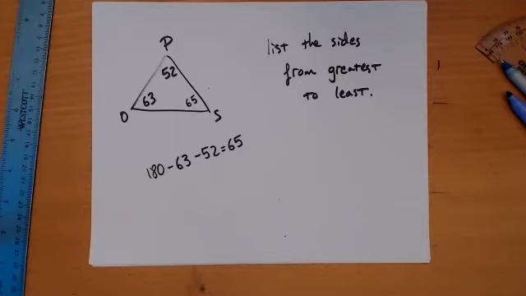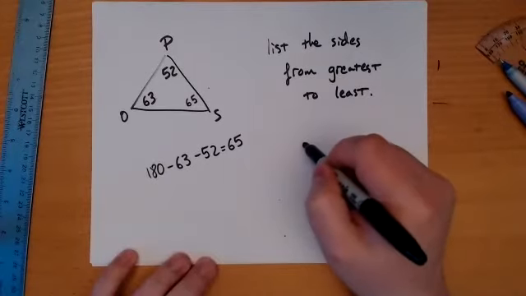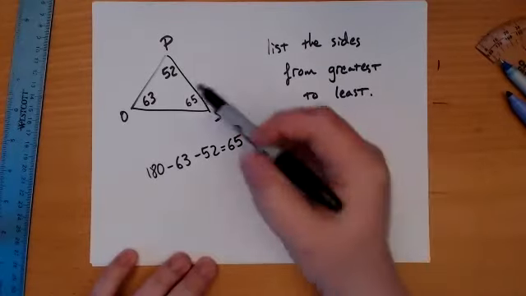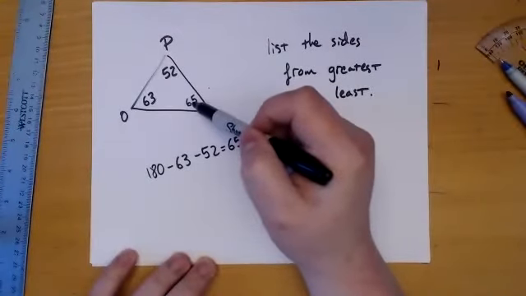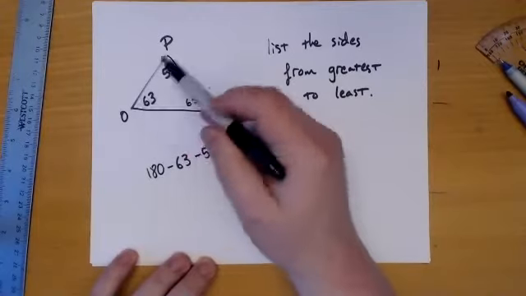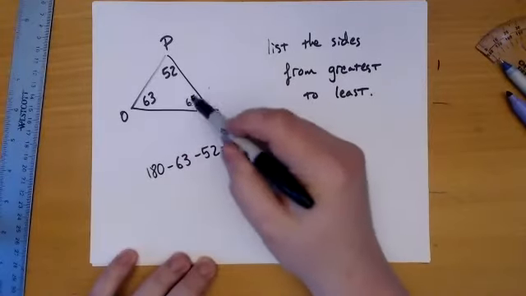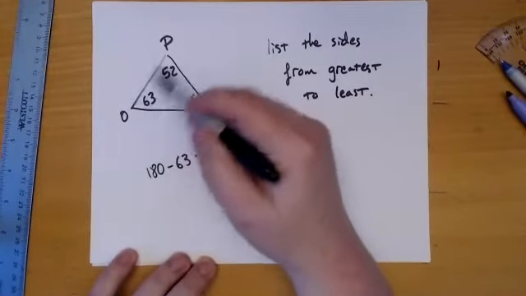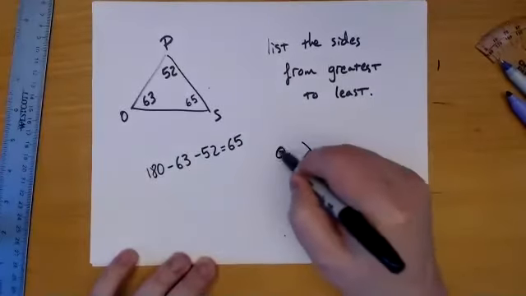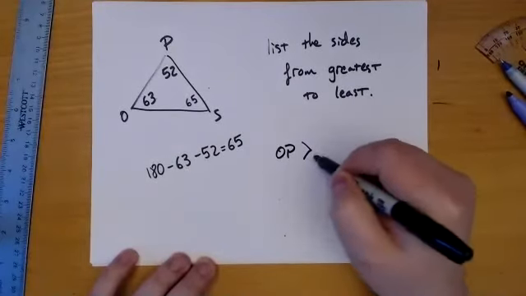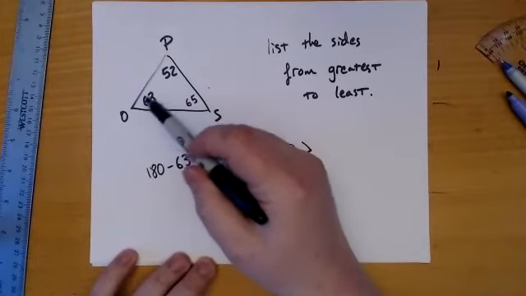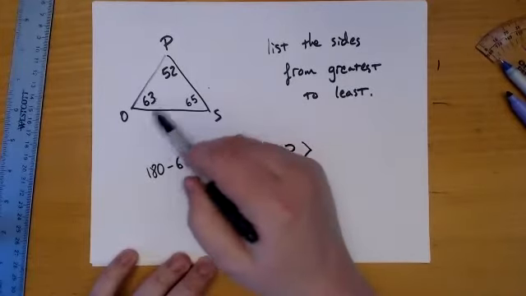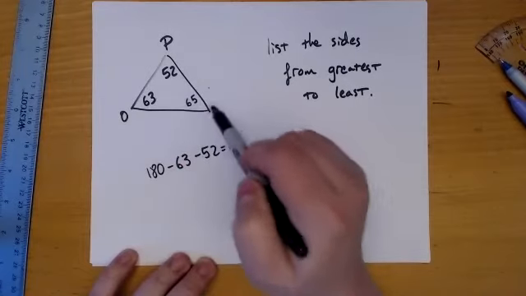Okay. So my biggest of my three numbers, this is my biggest. Big is across from big. OP is bigger than, well, look at who's left. This is my next biggest, so he's in the middle. That's the middle size, the middle length.